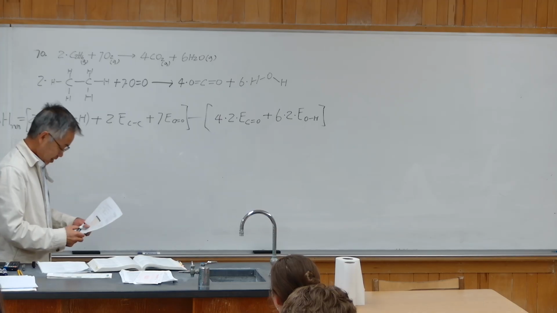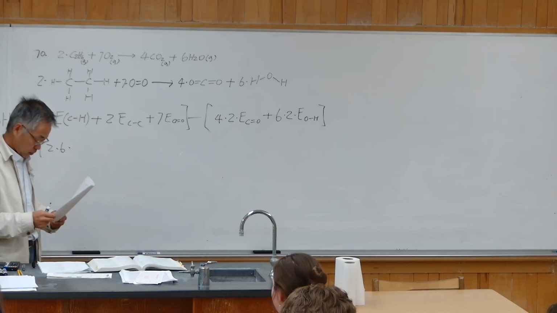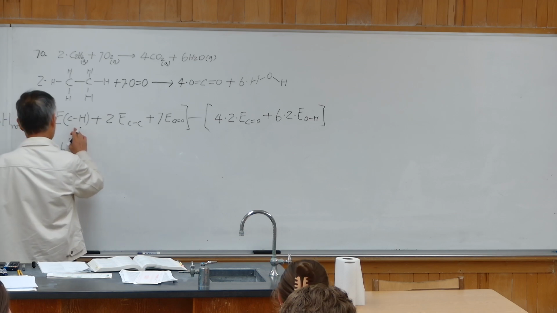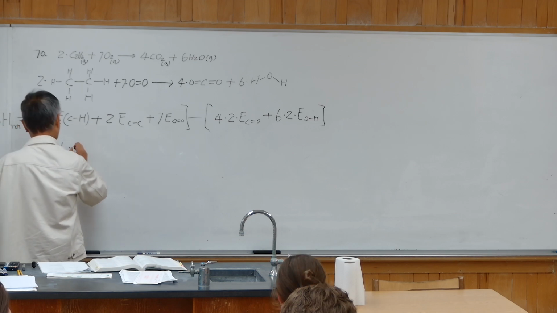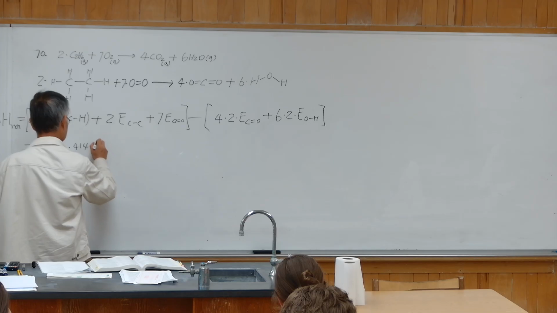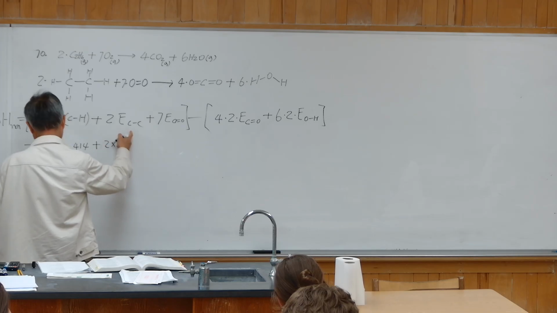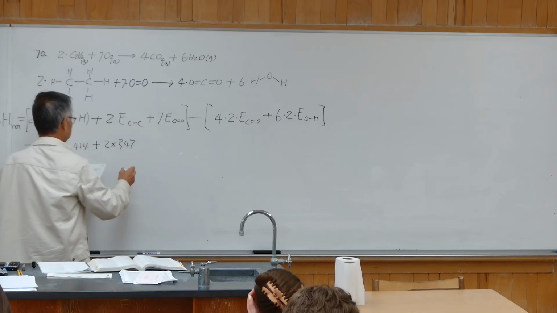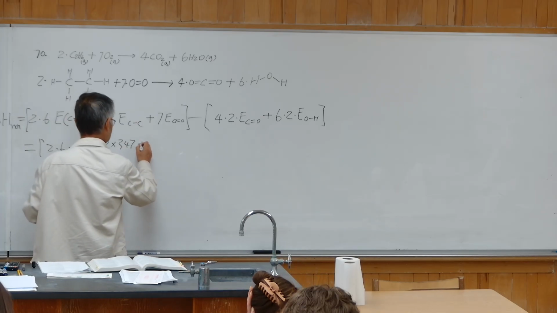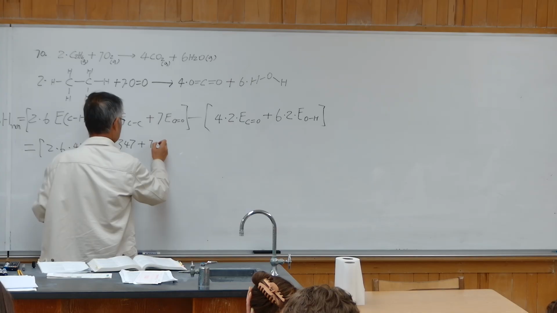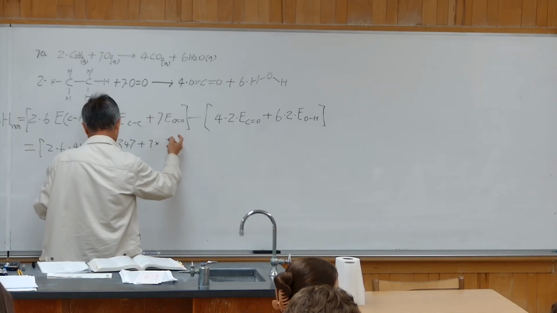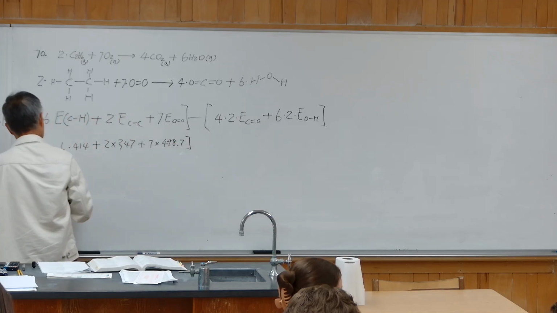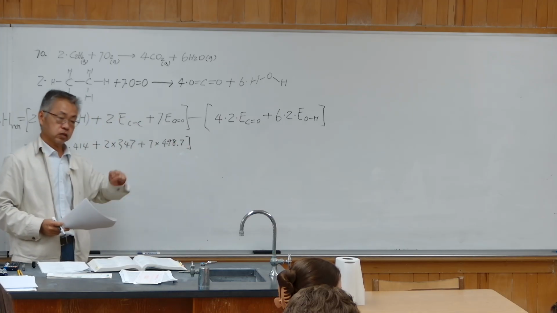Okay, so take a look at the table from the textbook. The carbon-hydrogen single bond is 414. The carbon-carbon single bond is 347. Plus 7 times the oxygen double bond, 498.7. This is the total energy we must input.